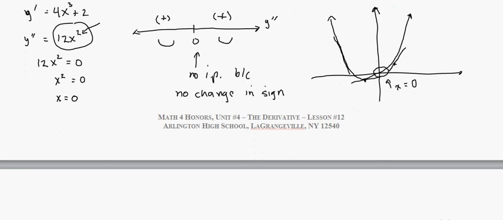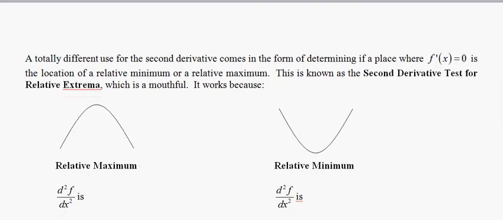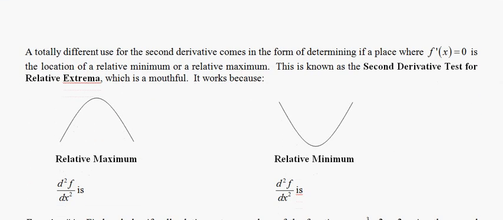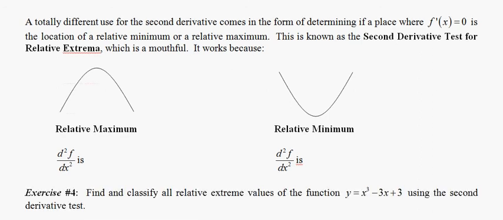Alright, let's move on to the second half of the lesson, and this truly is a completely different focus. The first half of the lesson focuses on inflection points. The second half focuses on something called the second derivative test for relative extrema. Now, that is a mouthful, but here's what we're getting at. Normally, when we think about relative maximums and relative minimums, we think about finding them with kind of a two-step process.